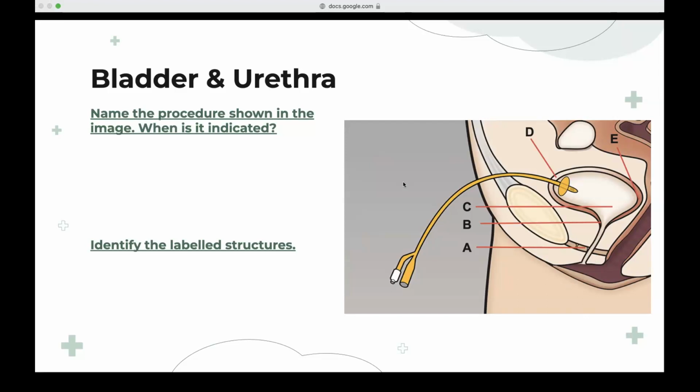Okay, let's label. A. What's A? External sphincter. Yep. B.